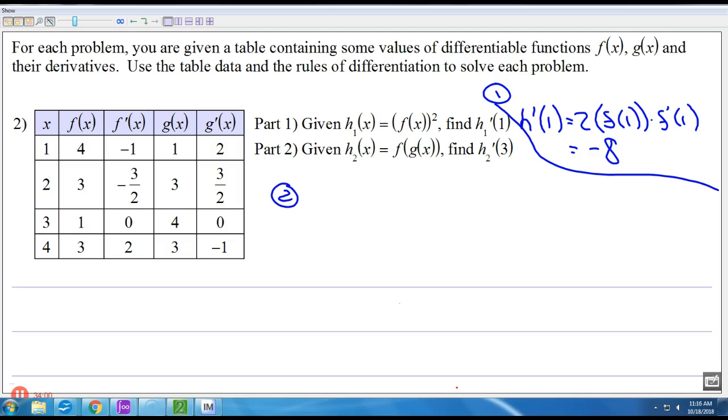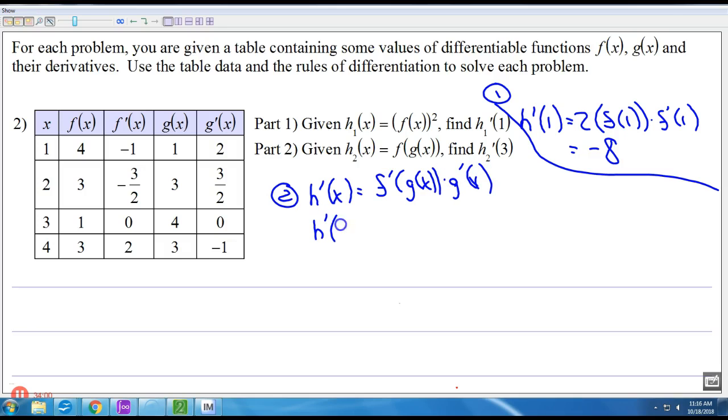Was the first one okay? Somebody had -8 for the first one. Okay. Questions on number one? Second one. So your derivative would be, take the derivative of the outside, leave the inside alone, and then multiply by the derivative of the inside.